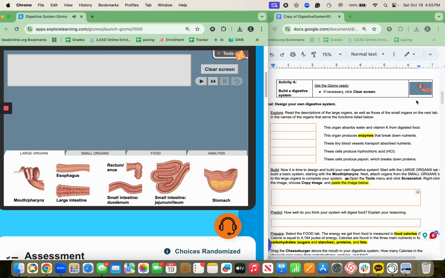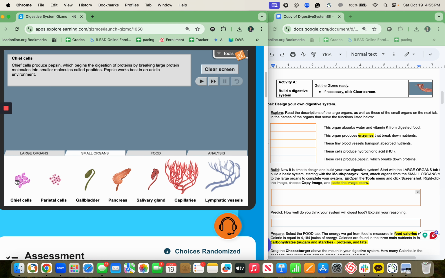So I'll give you a hint. The absorbs water and vitamin K. That's one of these big ones. Produces enzymes that breaks down nutrients. Let's see if we can. Okay, and then the rest of these, let's see, they might be small ones. Okay, chief cells produce pepsin, which begins the digestion of proteins. Okay, that's right here. Parietal cells make hydrochloric acid, which helps pepsin work better to break down proteins.